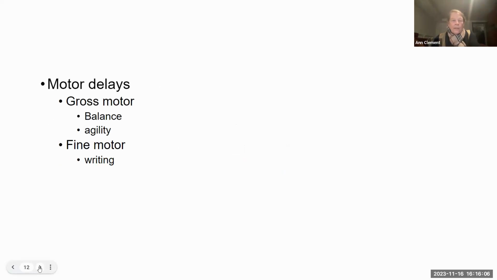Okay. Other issues that a child with Down syndrome will have are the motor issues. This could be their gross motor, which are their large motor skills that affect balance and agility. They also have problems with fine motor, with their writing skills. And we'll talk about adaptations to those later.